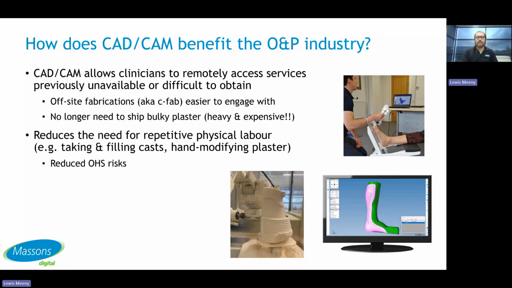One of its main benefits is reducing the need for repetitive physical labor. So you think about filling casts, modifying plaster. Sometimes with these processes, you can almost turn the brain off if they're the same thing day in, day out. So we're trying to reduce the amount of time spent doing that, as well as OH&S risks. I think most of us in the industry have tried lugging around a massive mold of plaster, and it is unsafe, it's dangerous, it's not good, not just in case you dropped it, but for your back and everything else. So CAD/CAM has a lot of benefits around even that side as well.